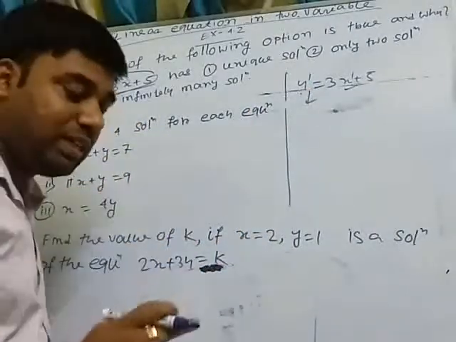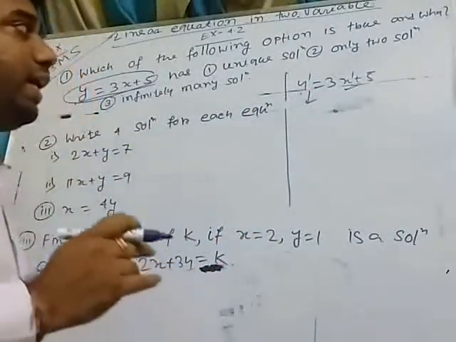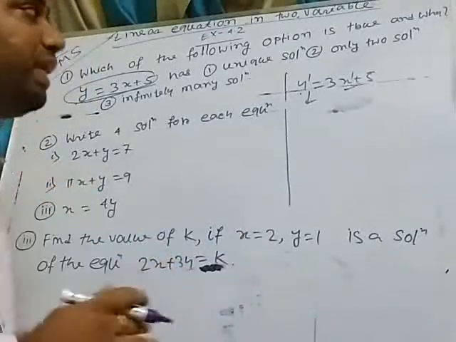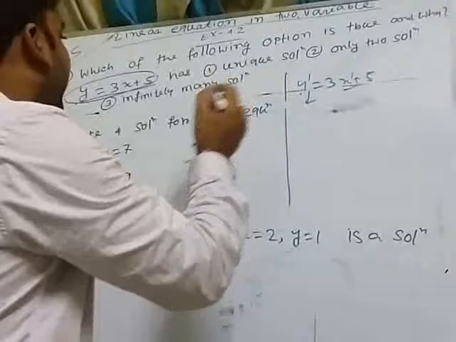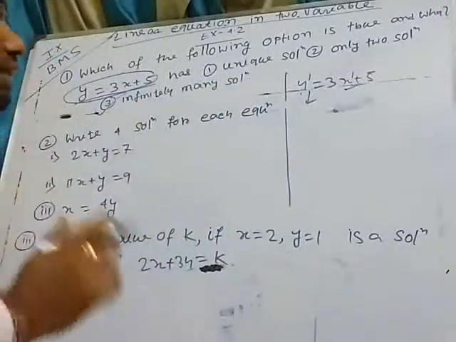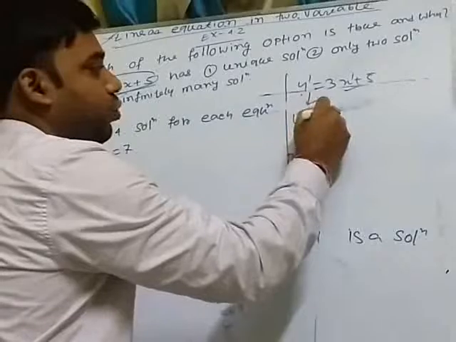We have discussed earlier that a linear equation in two variables has infinitely many solutions. So the correct answer is option number 3, that is infinitely many solutions. What is the reason? Why is it so?